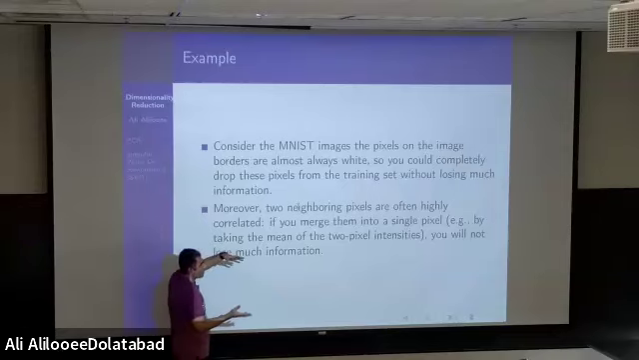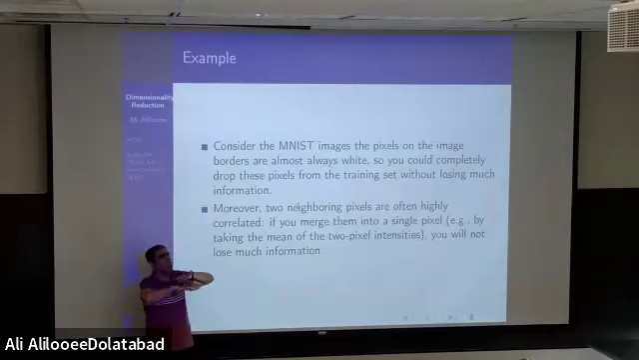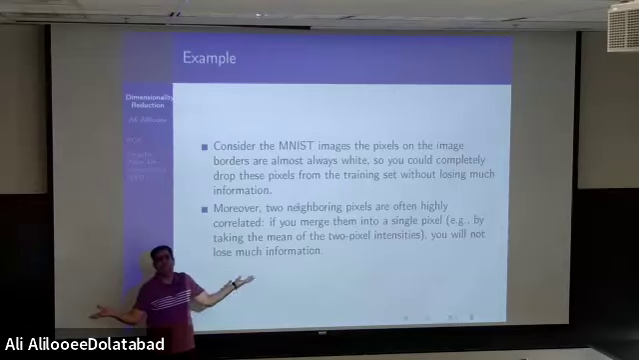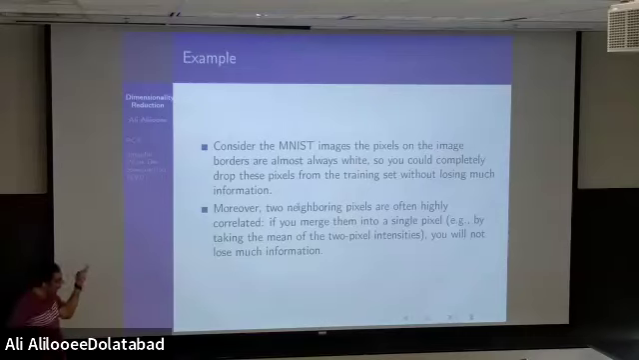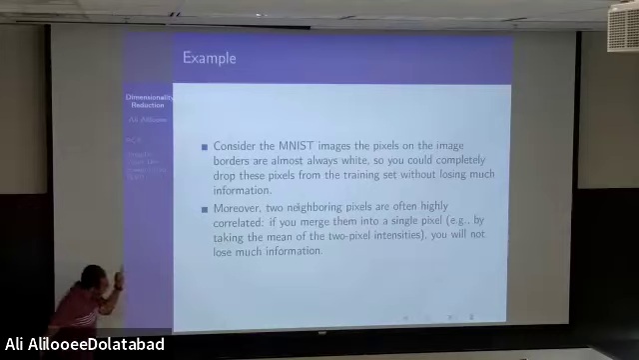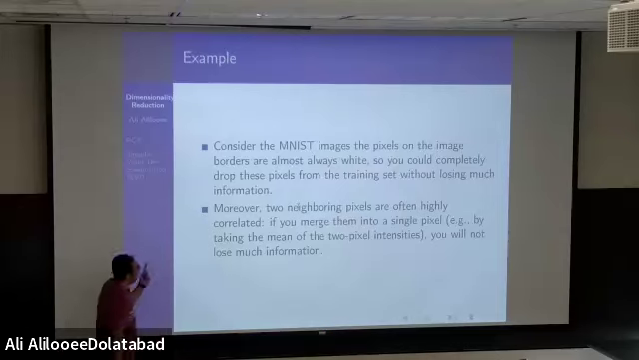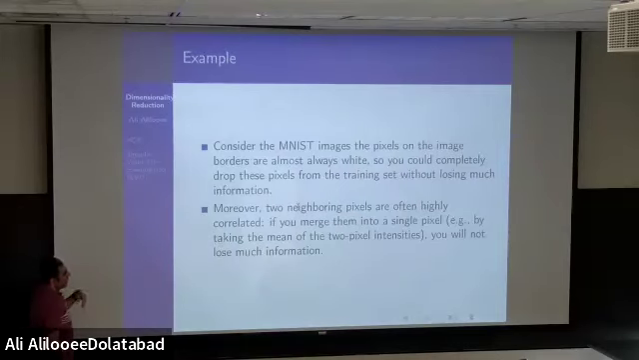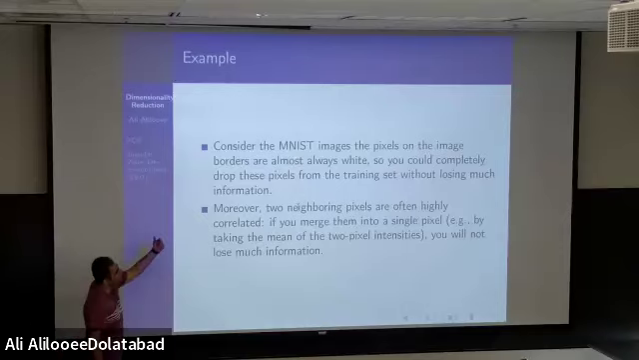In the MNIST data set, when you consider the borders for all pictures, borders are white. Therefore, if you skip them, then you do not miss anything. That's one very good example of how some features do not give us lots of important information, and if you ignore them, you do not miss a lot. Moreover, two neighboring pixels are often highly correlated. Then if you merge them into a single pixel, for example, by taking the mean of two pixels, you will not lose much information.